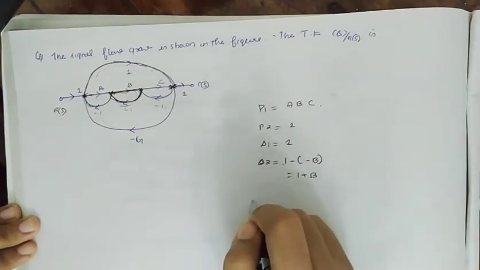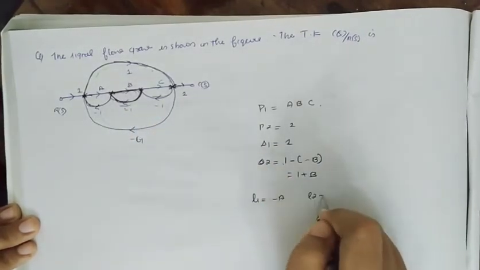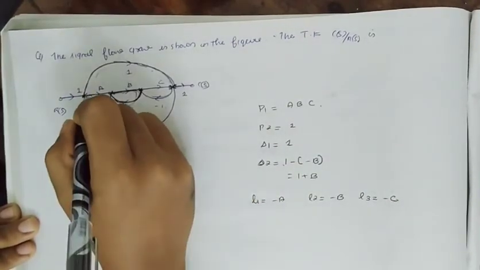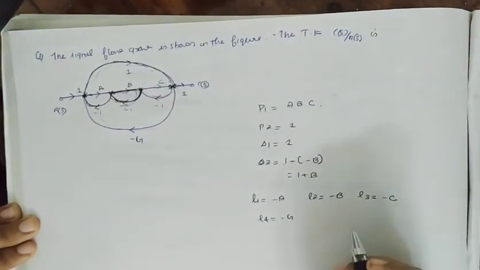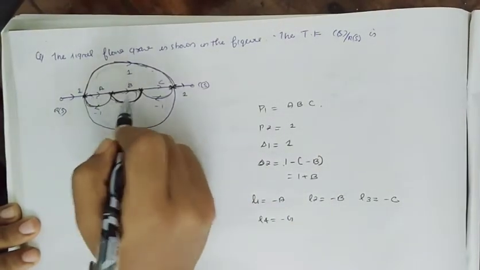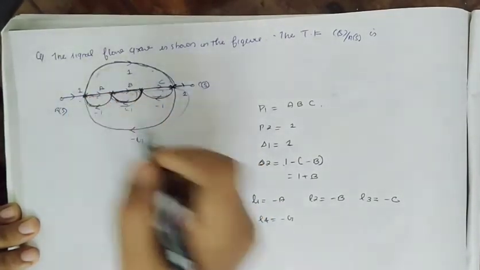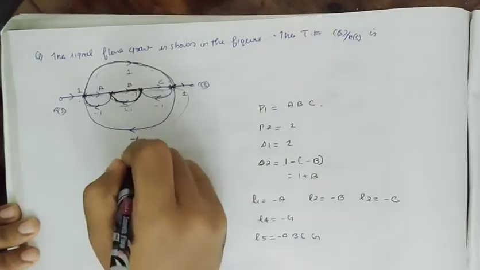And now individual loop gains again. What are the individual loop gains? L1, first one is minus A. L2 is minus B. L3 is minus C, and the other one is minus G. Okay. And is there any two non-touching loops over here? Okay, there is another loop too. A, B, C, G, right? Start from here and end here. So A, B, C, G, negative, because G is minus G.